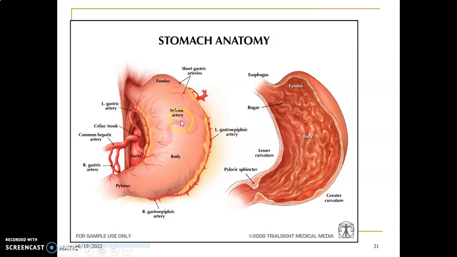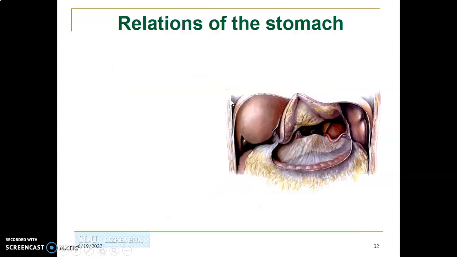Now, this image just shows you the blood supply of the stomach, that you have left gastric artery and right gastric artery supplying the lesser curvature. And this left gastric artery is from the celiac trunk, while the right gastric artery is a branch from the common hepatic artery. Then the greater curvature is supplied by the left gastroepiploic artery from the splenic artery and the right gastroepiploic artery. You can see the right gastroepiploic artery here. Okay, and then the posterior portion is supplied by posterior gastric and short gastric vessels coming from the splenic artery.